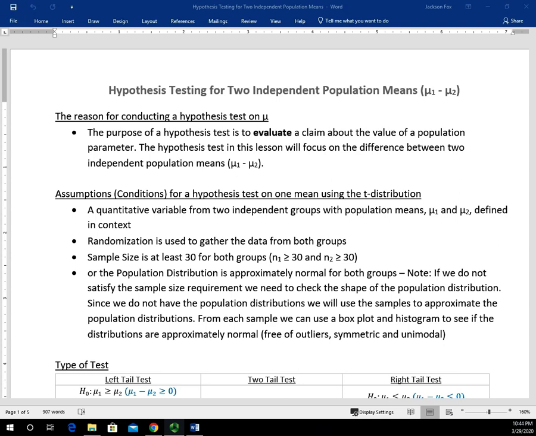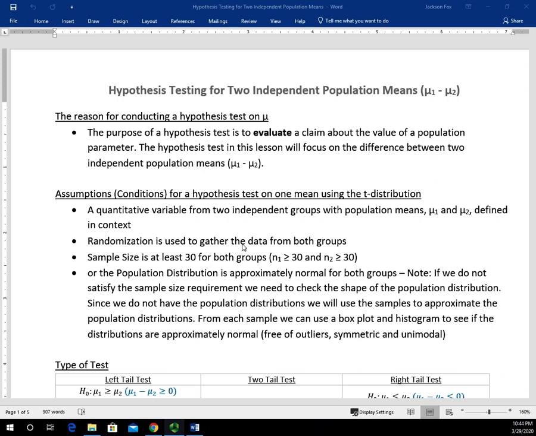So there's a couple things that we have to know first, and these are the conditions or the assumptions that pertain to this particular hypothesis test. When we're dealing with independent samples, the first assumption is that we have a quantitative variable from two independent groups, or two independent population means, mu1 and mu2, and we have to be able to define those in context. The second assumption or condition is that randomization is used to gather the data.